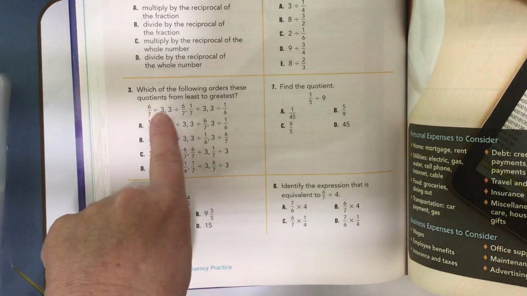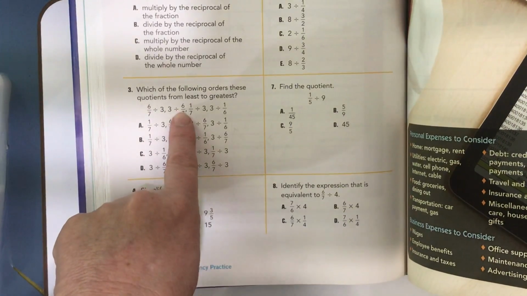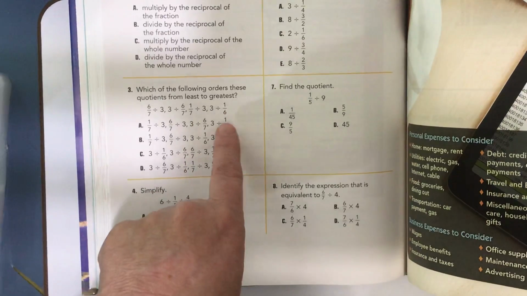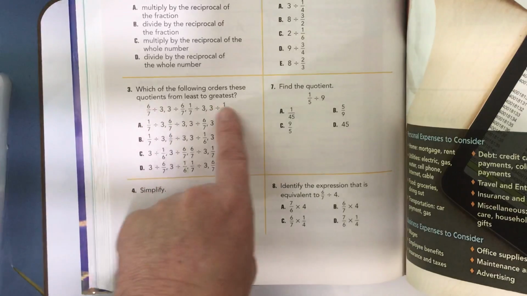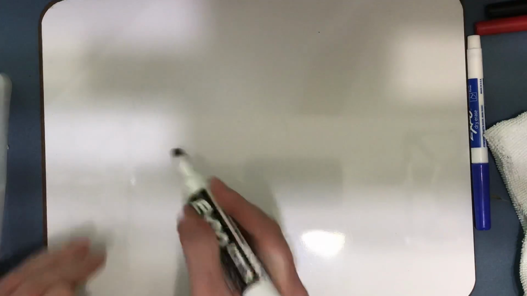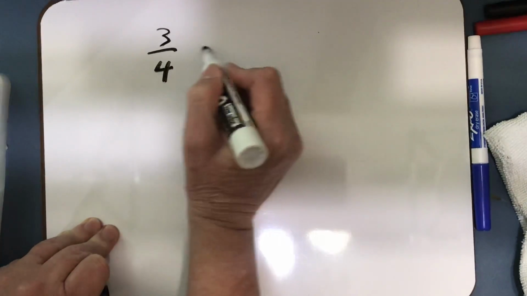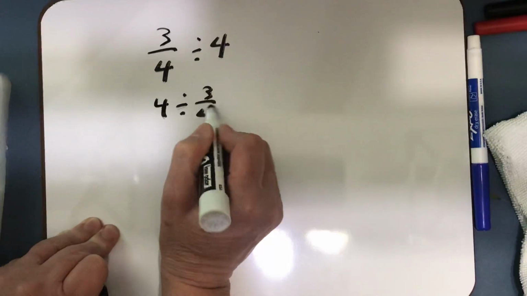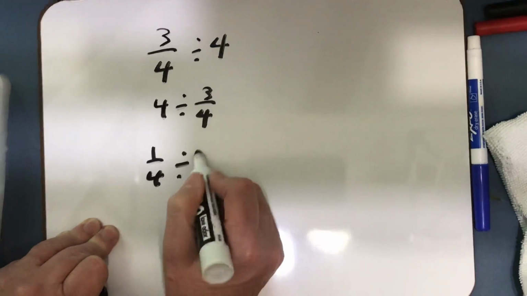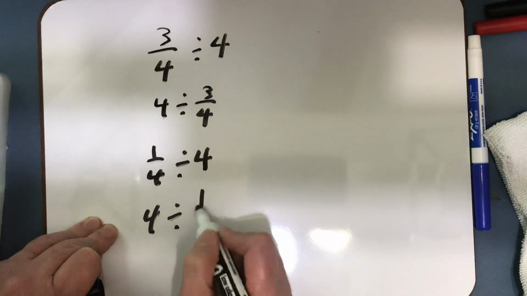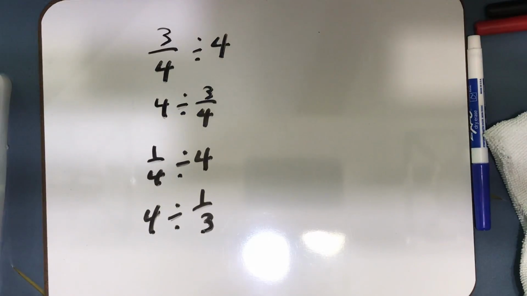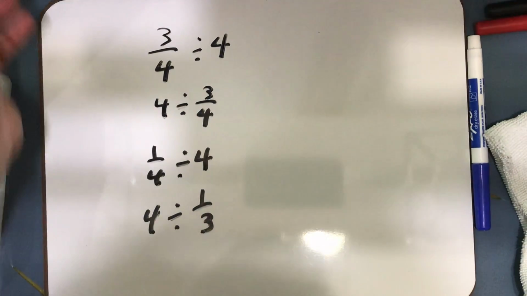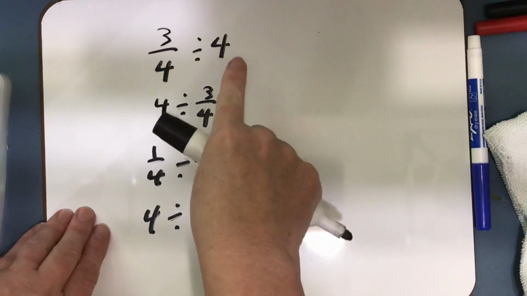So you have a fraction divided by a whole number, a whole number divided by a fraction, a unit fraction divided by a whole number, and then a whole number divided by a unit fraction. I'm not going to do these problems, but I'm going to do some that are very similar to show you what you need to do. I'm going to write out 3/4 divided by 4, 4 divided by 3/4, 1/4 divided by 4, and 4 divided by 1/3, because those are all very similar to what you have in the book for number 3. So first I have to solve these.